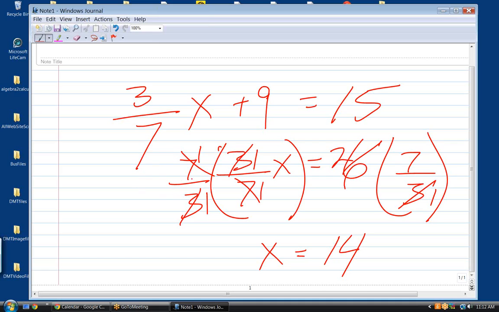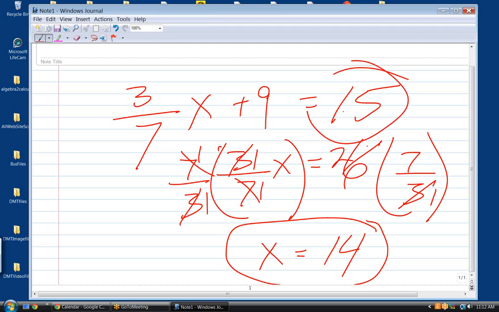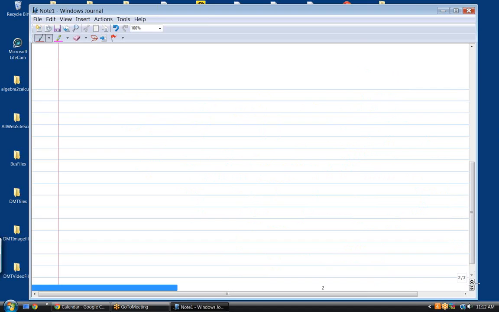Notice that when I did it by multiplying by the reciprocal, 7/3, I got my answer, and the biggest number I ever had to deal with was 14. Or 15, I suppose. But I didn't have to deal with the number 42 because I did it in 1 step and I simplified it before I did it. All right, let's look at some other problems.